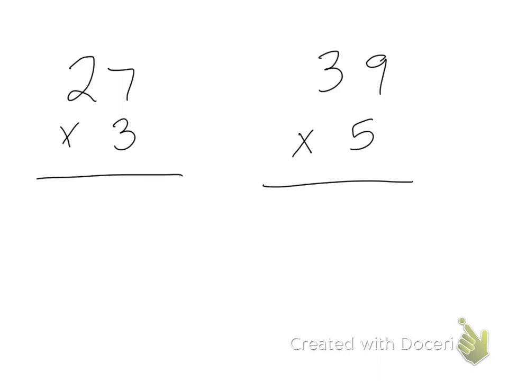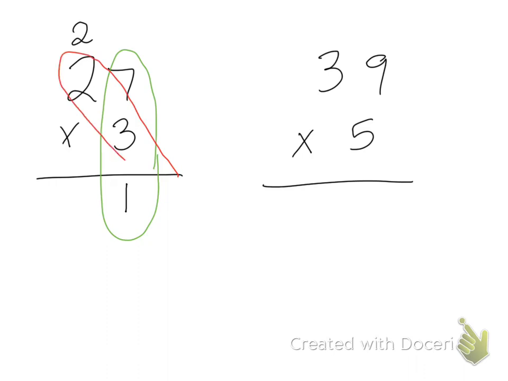Okay, let's do another problem. So here we have 27 times 3. So the first thing we do is multiply the 3 and the 7. Okay, 3 times 7 is 21, or 3 groups of 7 is 21. We put the 1 down and carry the 2 over to the tens place. Then we do 3 times 2. 3 times 2 is 6, plus 2 is 8. So my answer is 81.